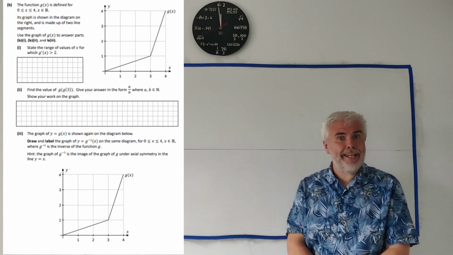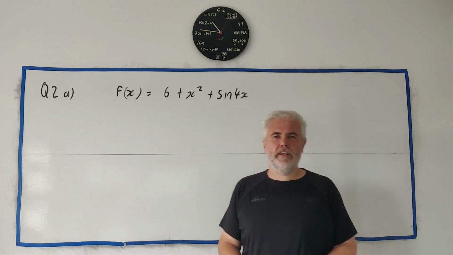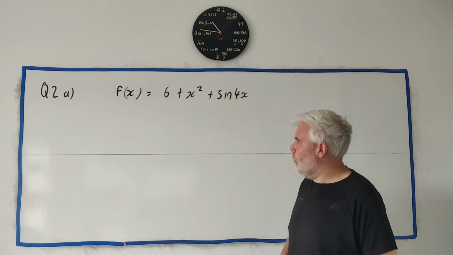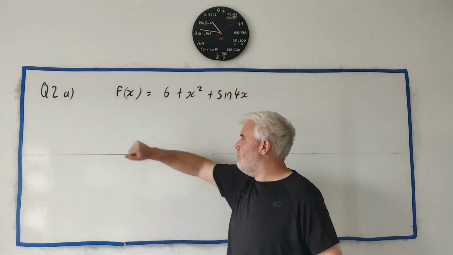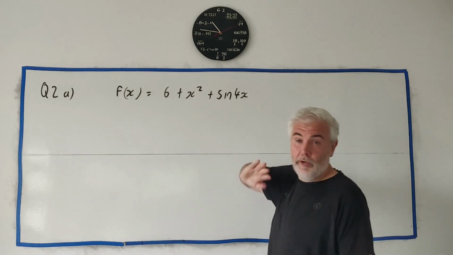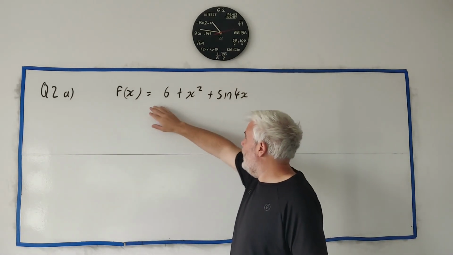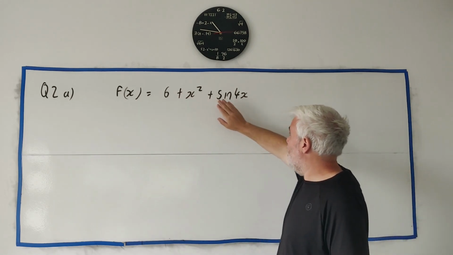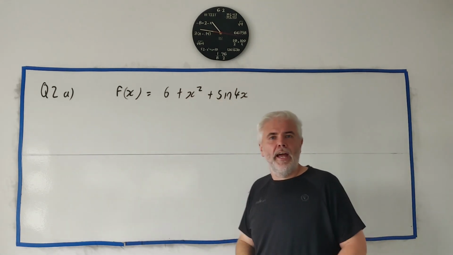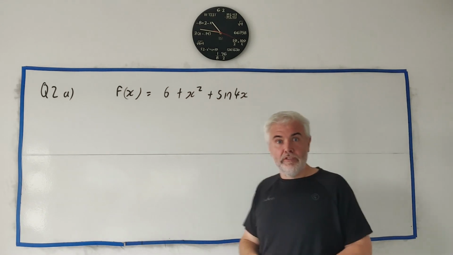Okay, let's get into the maths. Question 2 starts off with a relatively straightforward question. They give us this weird looking function. It's very difficult to draw. We don't have to, thankfully. f(x) is equal to 6 plus x squared plus sine 4x. And they simply ask us to find the derivative of that.